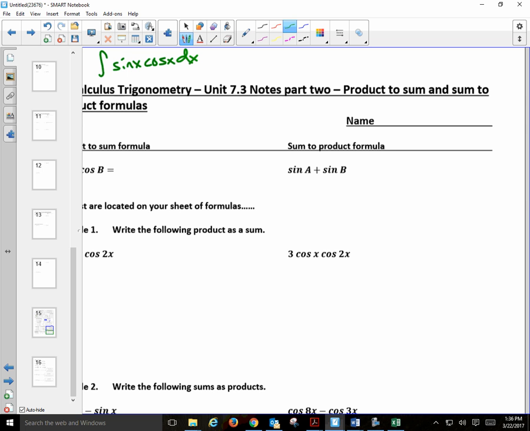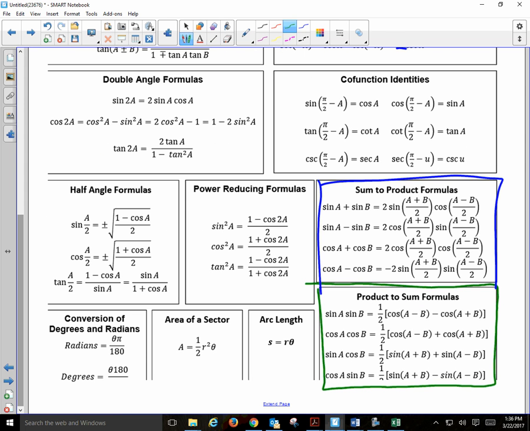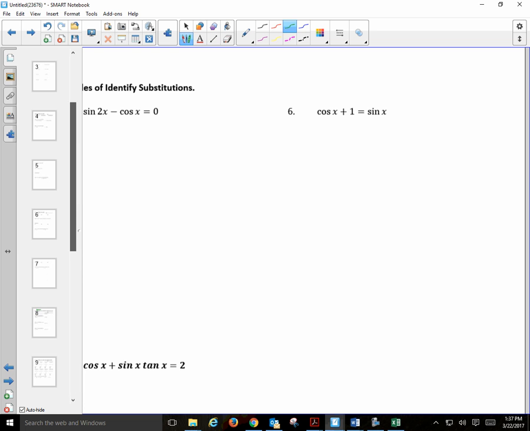So if you want to look at this sheet, you're going to have this out. I need everybody to look at it. Sum to product, product to sum. This is where we live right now. Everybody got that spot? You all there? All right, sum to product, product to sum. We'll see if you guys can follow along with that sheet.